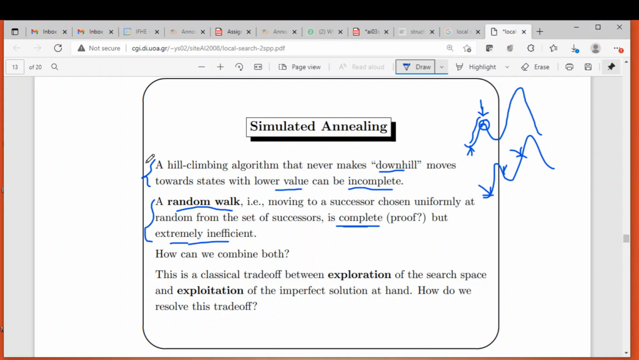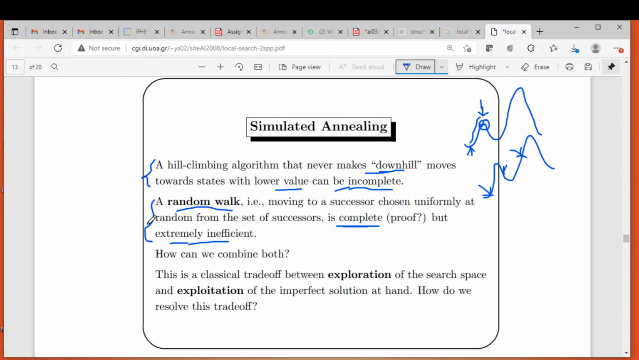So in the first case, the algorithm refuses to perform downhill movement. As a result, it is incomplete. Whereas in the second case, it always does a random walk. Every step it chooses the next state randomly. So this is a complete algorithm, but still it is extremely inefficient.